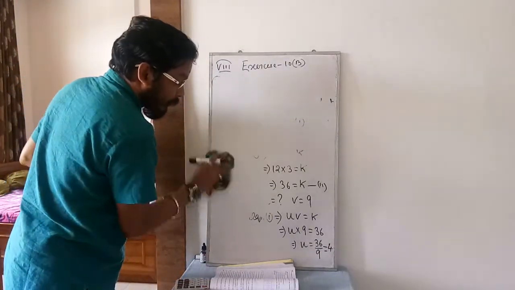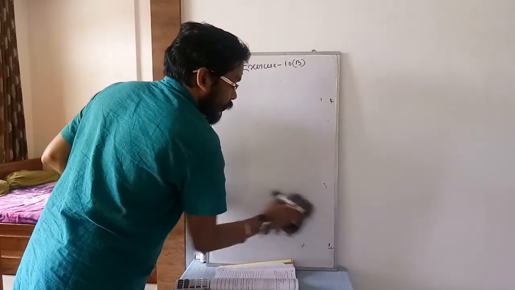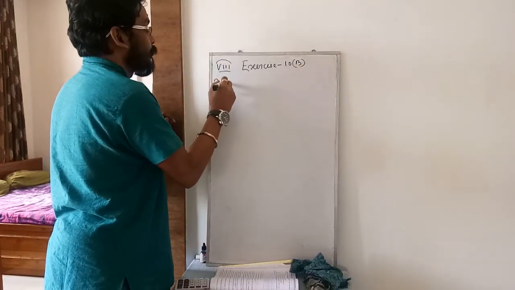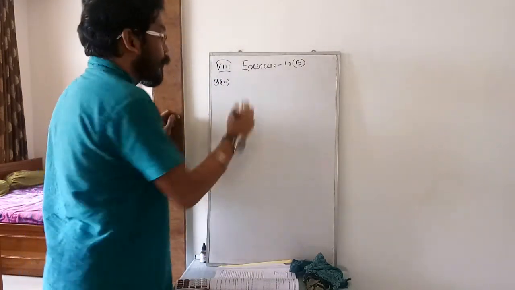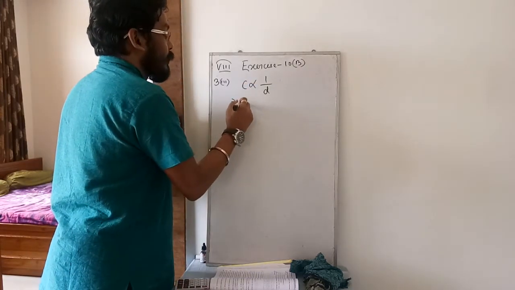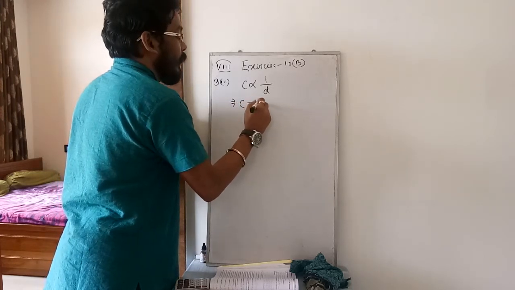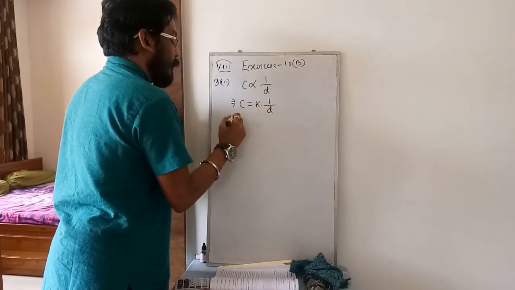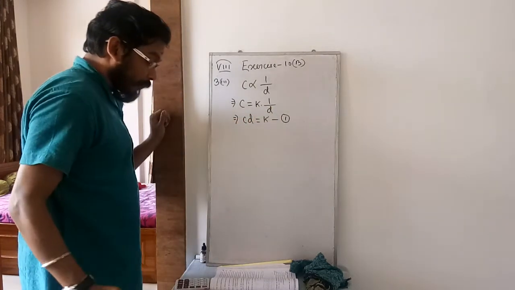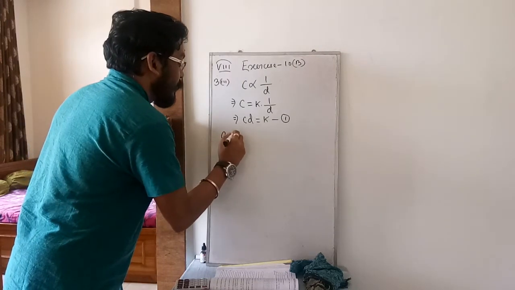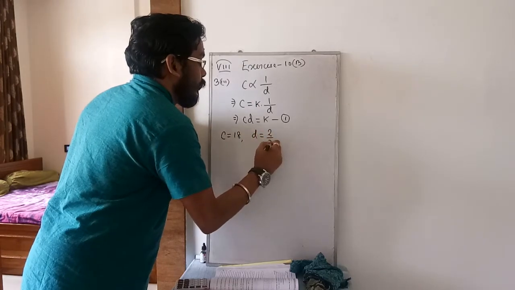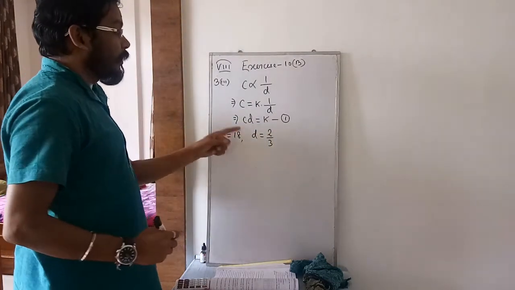Now 3 Roman 3. So when you go for 3 Roman 3, C is inversely proportional to D. So C proportional sign replaced by equal to, then K, it is 1 by D. Cross multiply it, CD equal to K, equation 1. C equal to how much? 18. D equal to 2 by 3. So C value, D value you know.